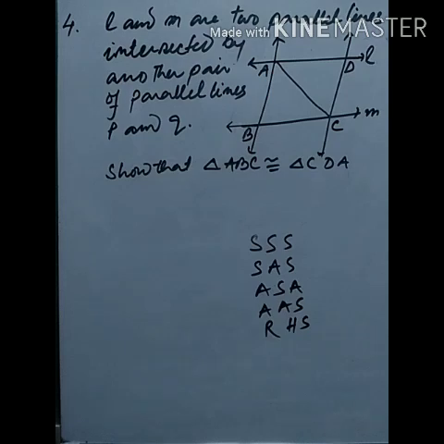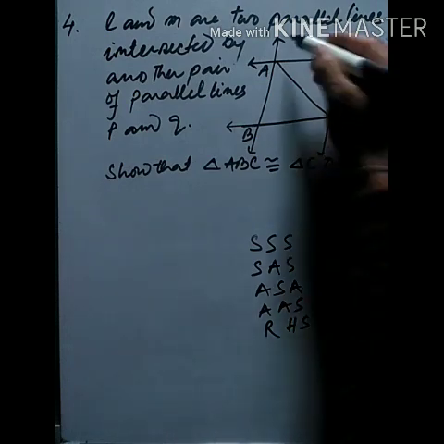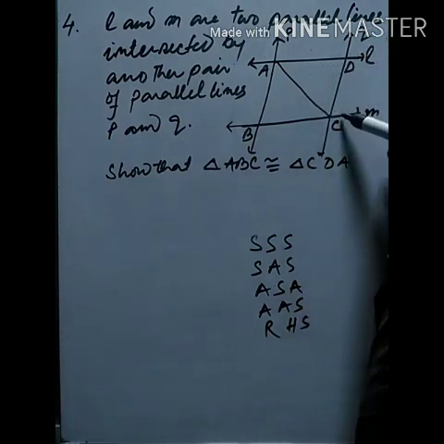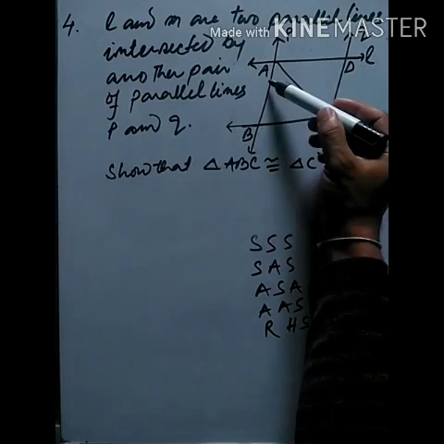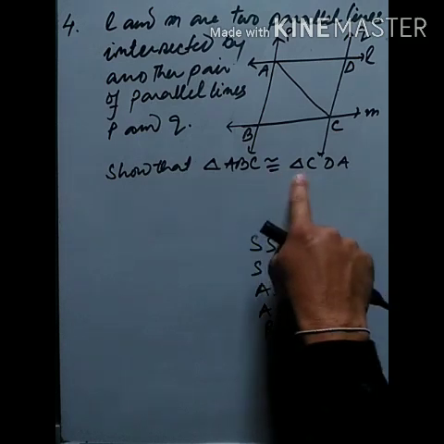So now let's begin. This is your question. L and M are two parallel lines. These two are parallel lines intersected by another pair of parallel lines P and Q. Intersected means cut. That means L and M are parallel to each other, and at the same time, P and Q are parallel to each other, and the pairs of lines intersect. Now we have to prove that triangle ABC is congruent to triangle CDA.